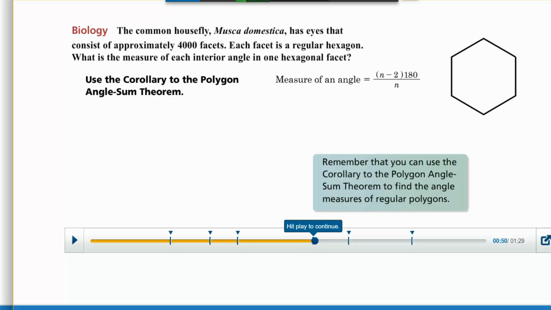And this we're going to put up in our notes in just a second. What this says is that we're going to find what they all add to. That's the n minus 2 times 180. And then we're going to divide it by the number of sides. Because in this case, there would be 6 sides and 6 angles, and they're all the same. So they're all going to share whatever the total is.